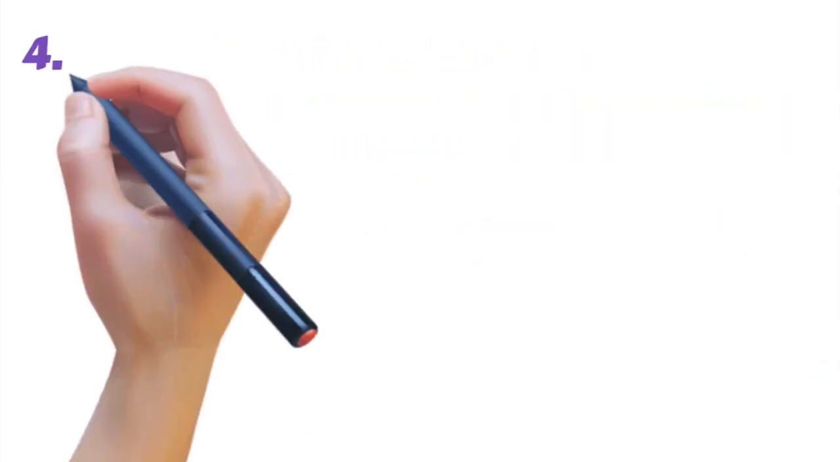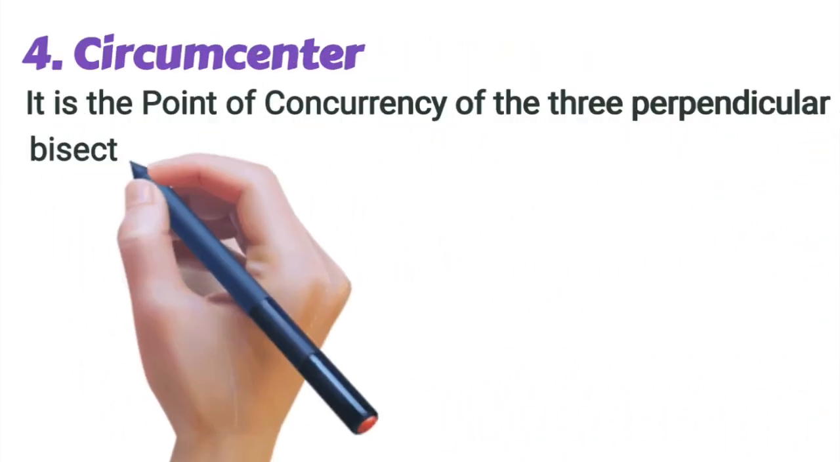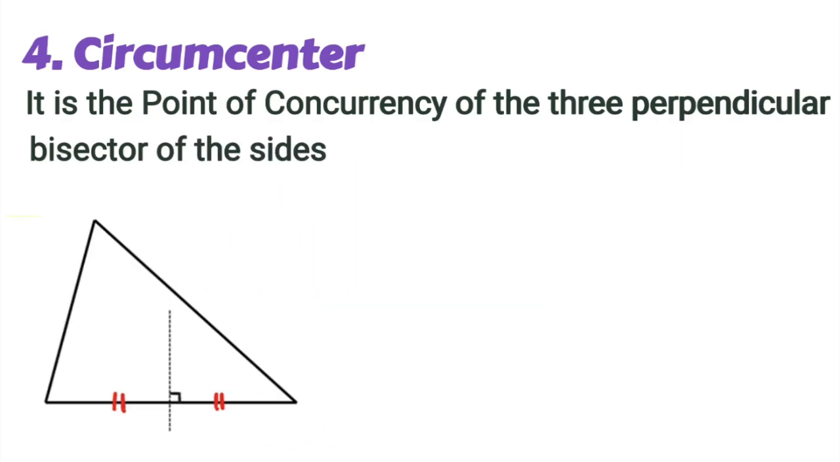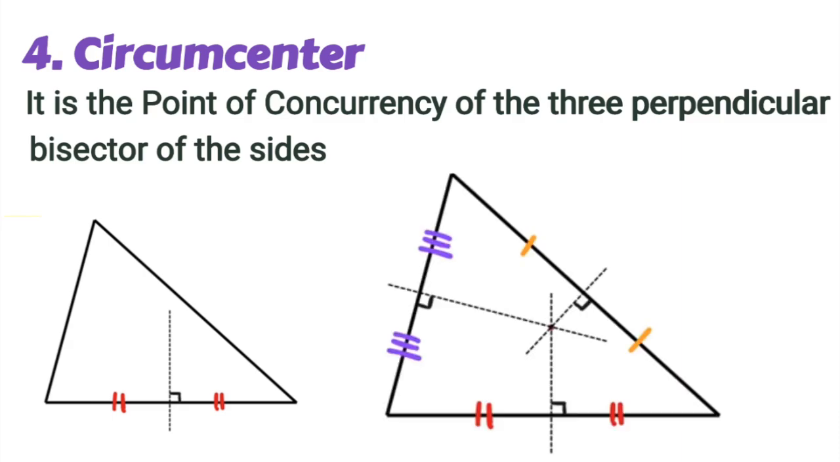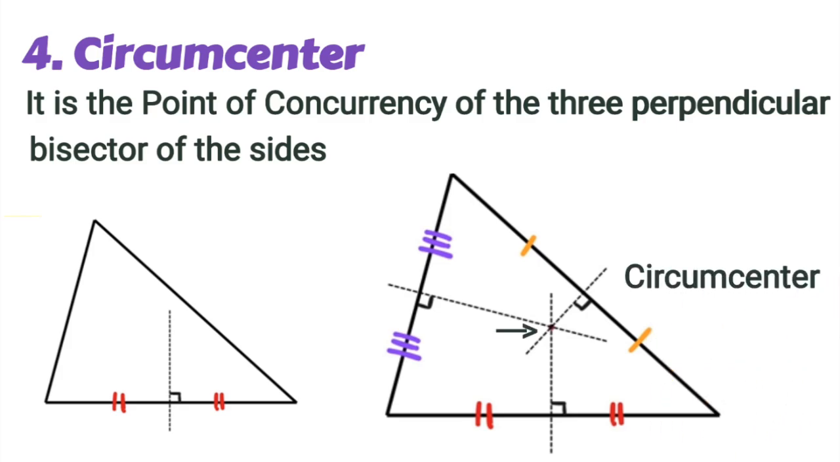Fourth, circumcenter. It is the point of concurrency of the 3 perpendicular bisectors of the sides. Take any triangle. Draw a line from the midpoint of this side of a triangle such that it is perpendicular to this side. So we can call this line the perpendicular bisector of this side of the triangle. Now do the same for the other 2 sides of the triangle. All 3 perpendicular bisectors meet at the same point, which we call the circumcenter of this triangle.